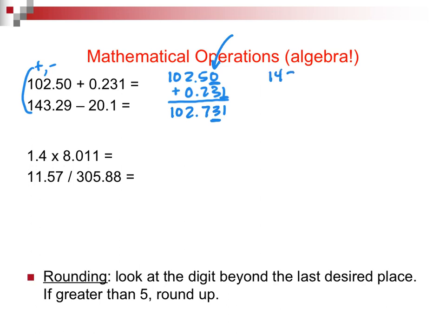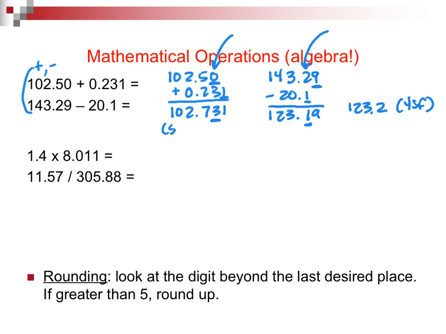When I do subtraction, 143.29 minus 20.1, I come up with the value 123.19. Again, my least significant figure occupies the 10th place, so my actual value would be 123.2 with 4 significant figures. I should back up to the early example that had 5 significant figures. So those are the rules for addition and subtraction.